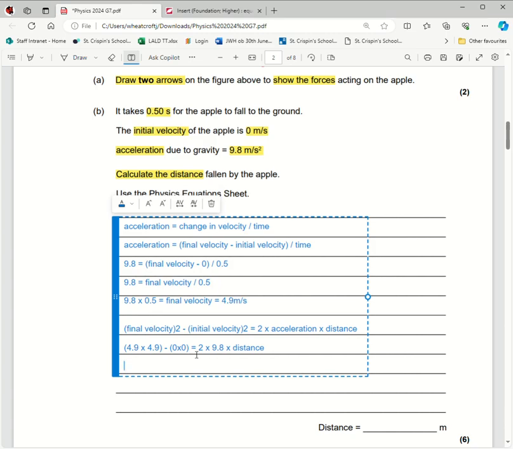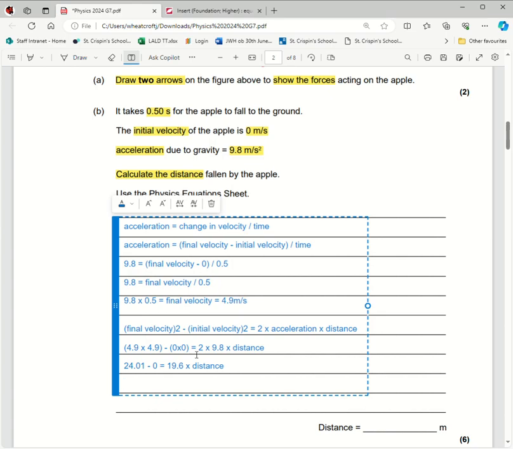I don't know my 4.9 times table, as much as I'd love to claim to be fantastic at maths. So if I get out my calculator and I do 4.9 times 4.9, I've got 24.01. So 24.01 minus 0, because 0 times 0 is 0, equals 2 lots of 9.8. I can do that in my head, which is 19.6 times the distance. And now I need to do again, just like I did before, effectively get the distance on its own. Now distance is being times by a number. So instead of what we did last time, which was the multiply, we have to do the divide.